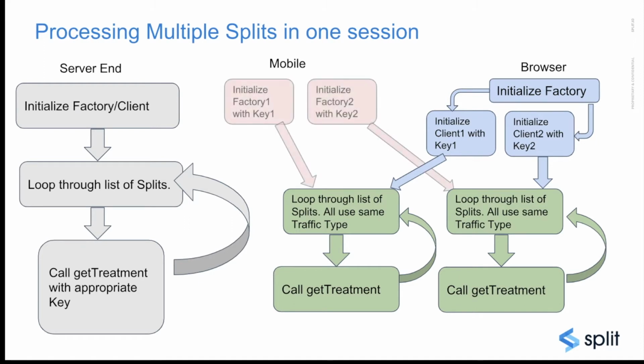Now for the mobile side, the only difference is we have to create multiple factories with the corresponding keys. And once we have the factories, then we can create a client object for each, and then we go through the same loop.